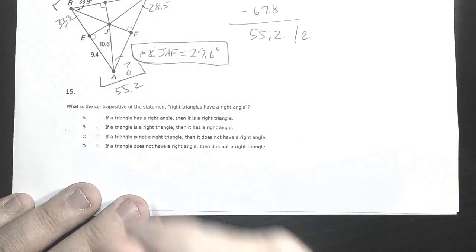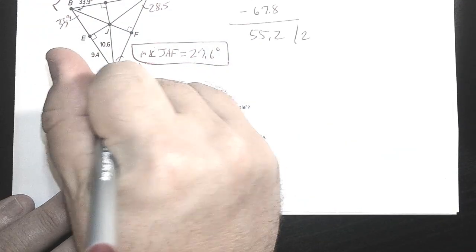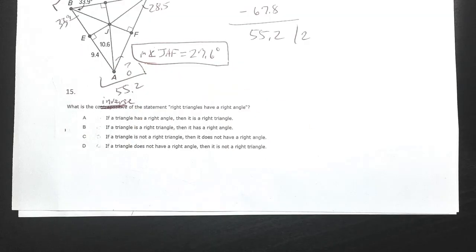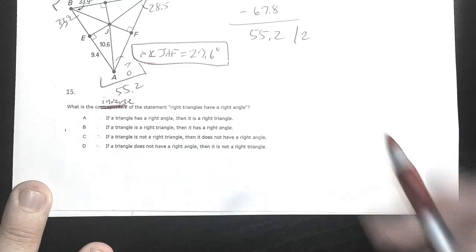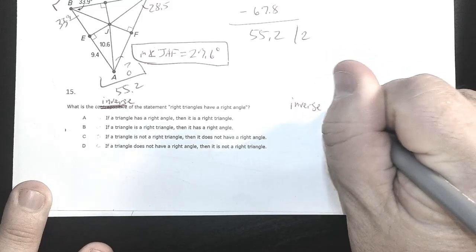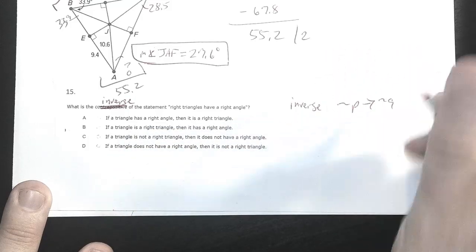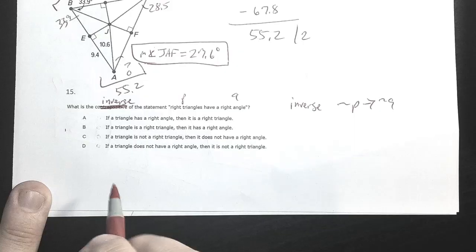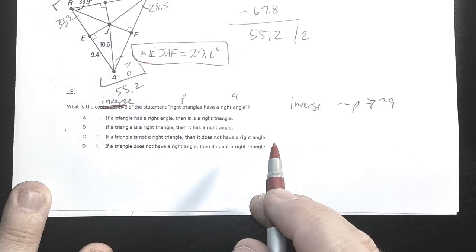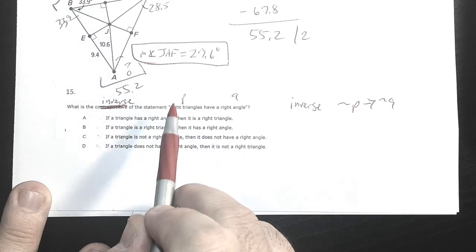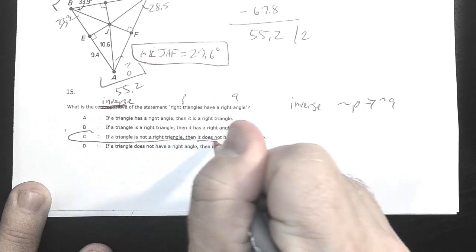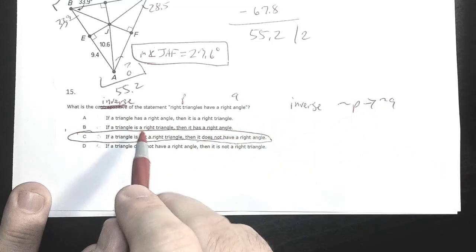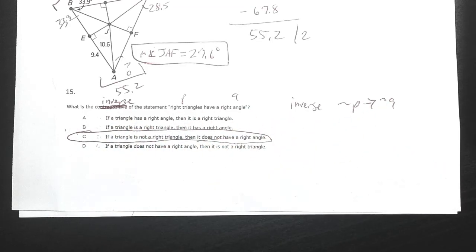All right, number 15. This is actually a duplicate of number 2. We were supposed to change this to say inverse instead of converse. I forgot to change it before I printed it. So what is the inverse to the statement, right triangles have a right angle? So remember, inverse is not P, not Q. So this is P, this is Q. Remember, this was the contrapositive earlier. So if a triangle is not a right triangle, then it does not have a right angle. So your inverse would be C. So you're negating both. These both had no negation, so that's why I didn't even look at A and B.